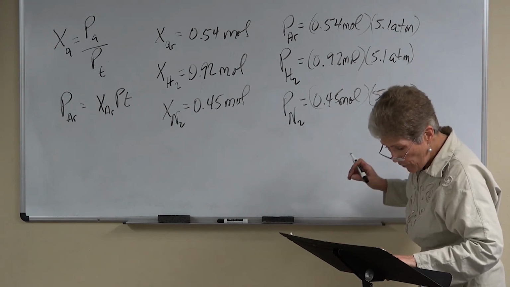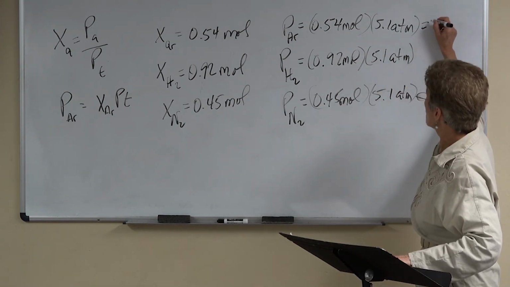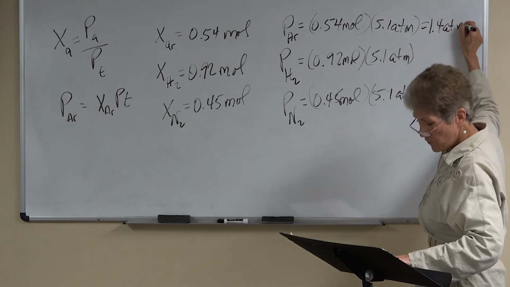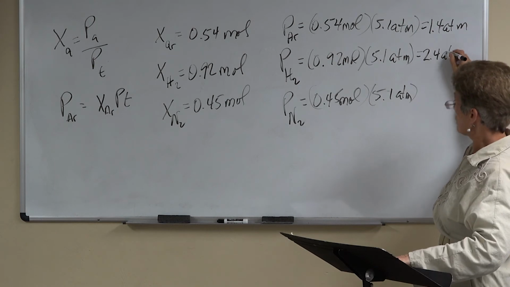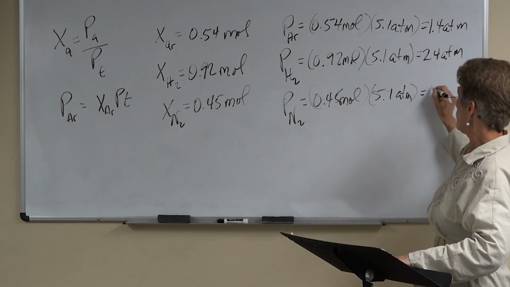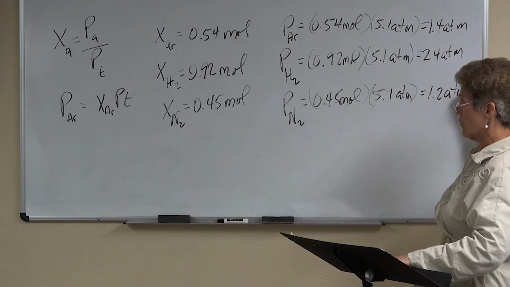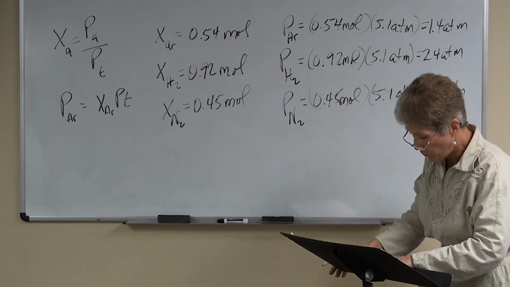We have to have the mole fraction in two significant figures. So this is going to be 1.4 atmospheres. This is going to be 2.4 atmospheres. And this is going to be 1.2 atmospheres. Okay, now there's your partial pressures.